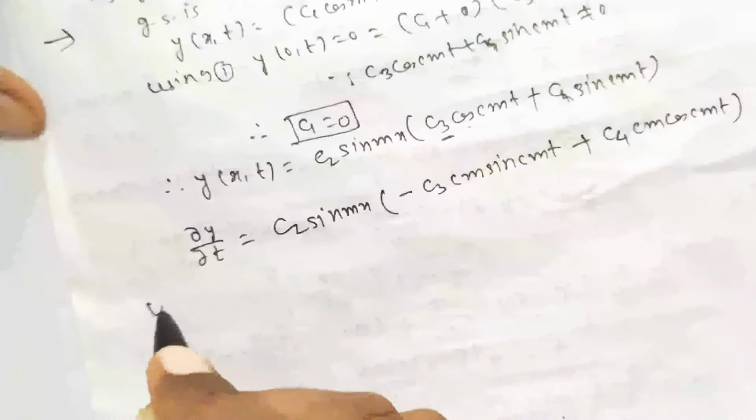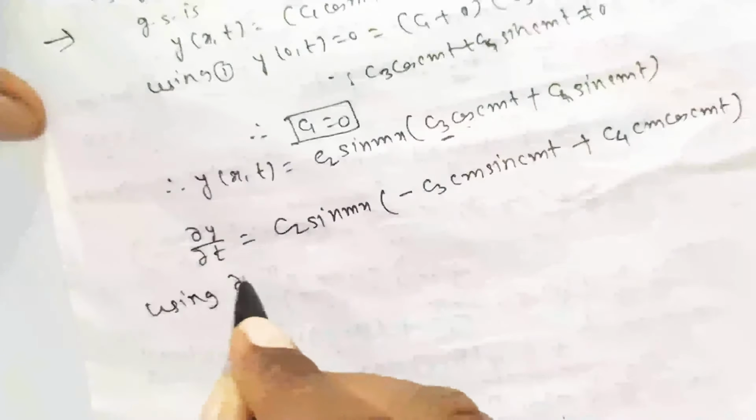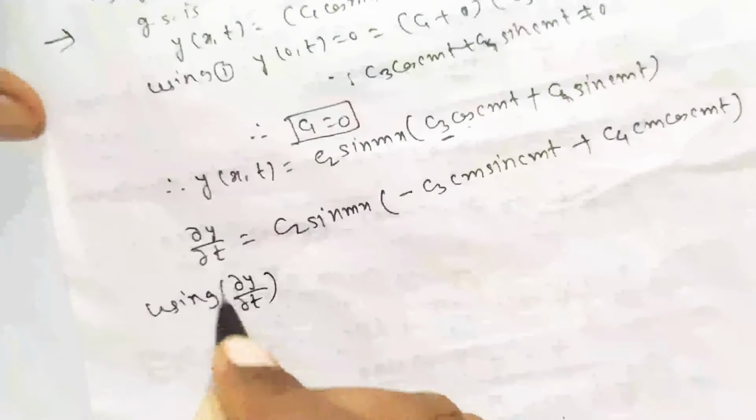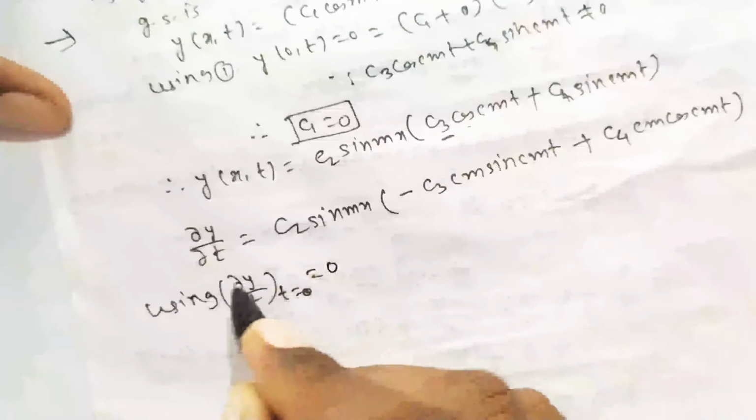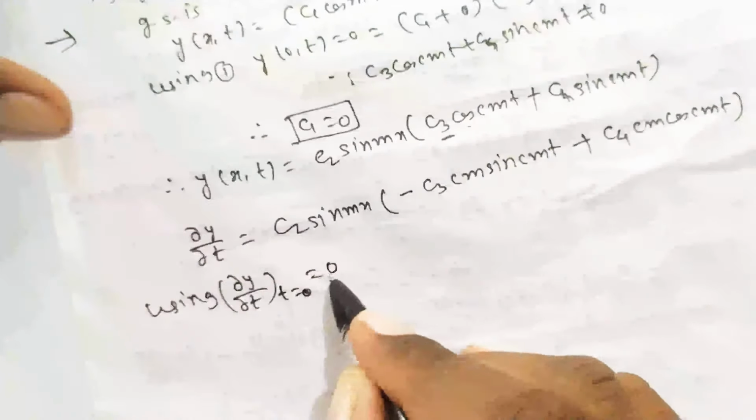Now using the third condition, which is ∂y/∂t = 0 at t = 0, what is given for the value of ∂y/∂t at t = 0?